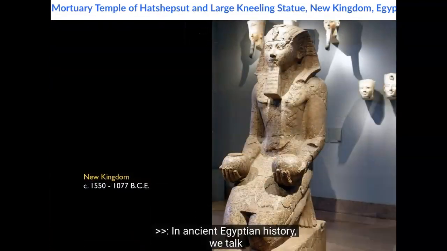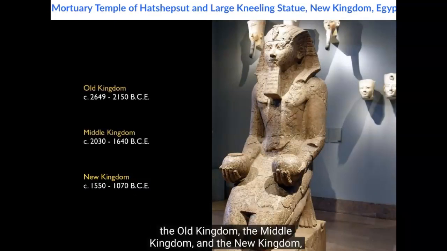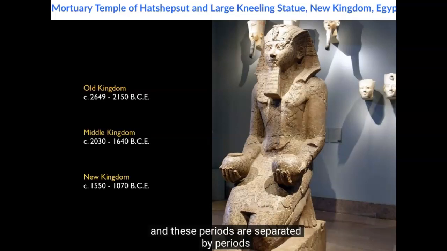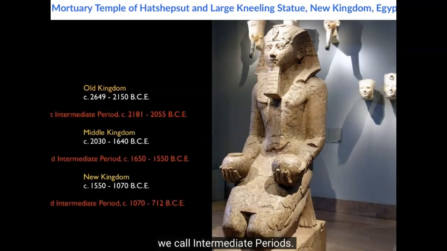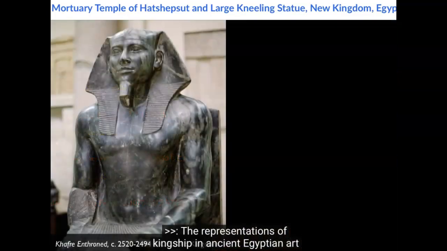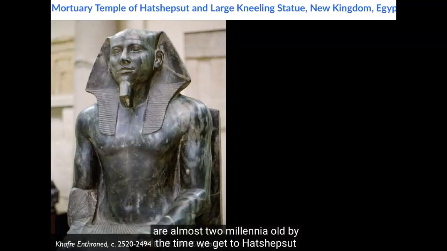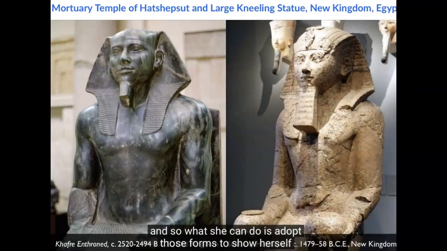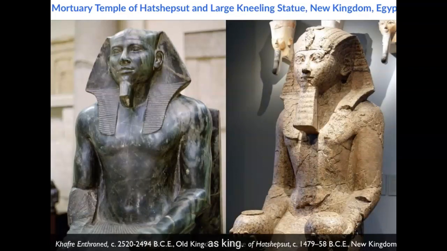In ancient Egyptian history, we talk about three major periods: the Old Kingdom, the Middle Kingdom, and the New Kingdom. And these periods are separated by periods we call intermediate periods. These were periods of relative chaos, often when Egypt was divided in its rule or was ruled by external rulers. The representations of kingship in ancient Egyptian art are almost 2 millennia old by the time we get to Hatshepsut. And so what she can do is adopt those forms to show herself as king.